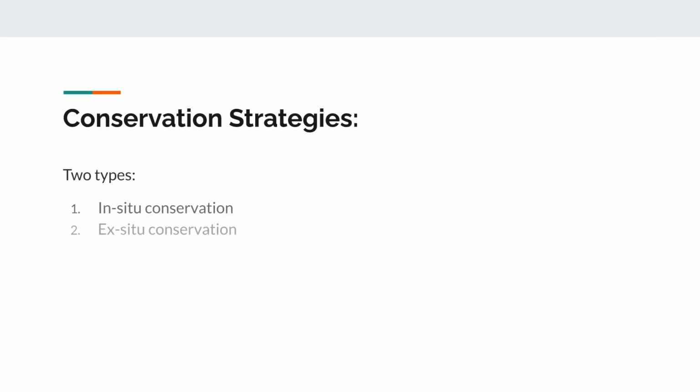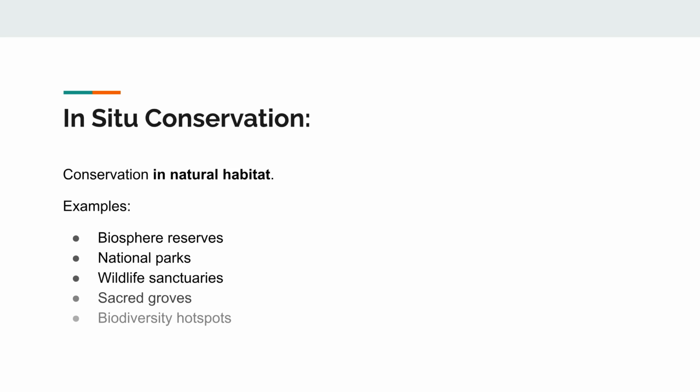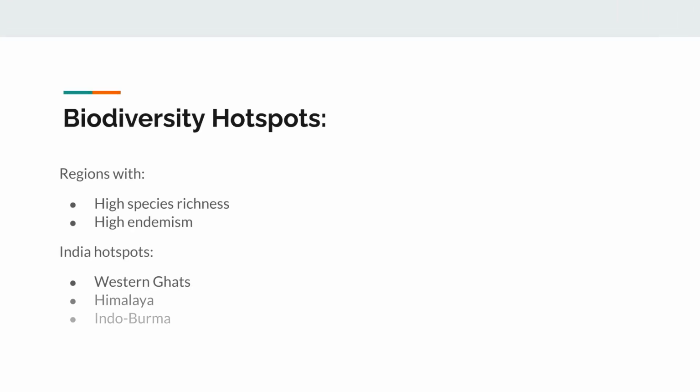Conservation strategies are primarily divided into two types: in-situ conservation and ex-situ conservation. In-situ conservation is the protection of species in their natural habitat. Examples include biosphere reserves, national parks, wildlife sanctuaries, sacred groves, and biodiversity hotspots. Biodiversity hotspots are regions with high species richness and high endemism. India contains several hotspots, including the Western Ghats, the Himalayas, and Indo-Burma.